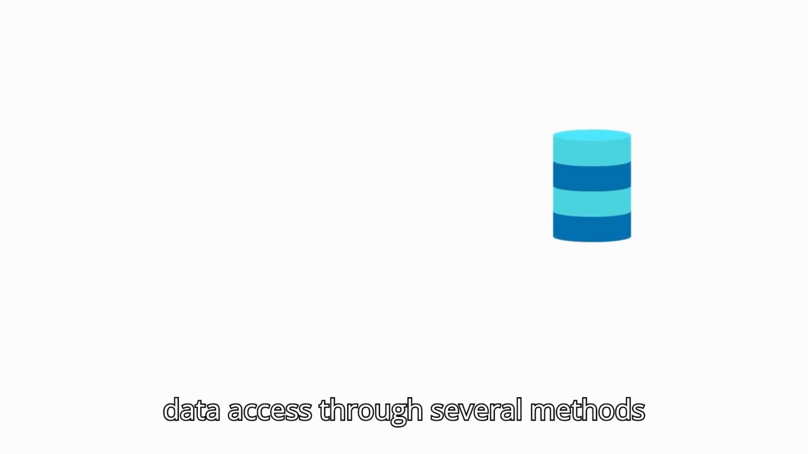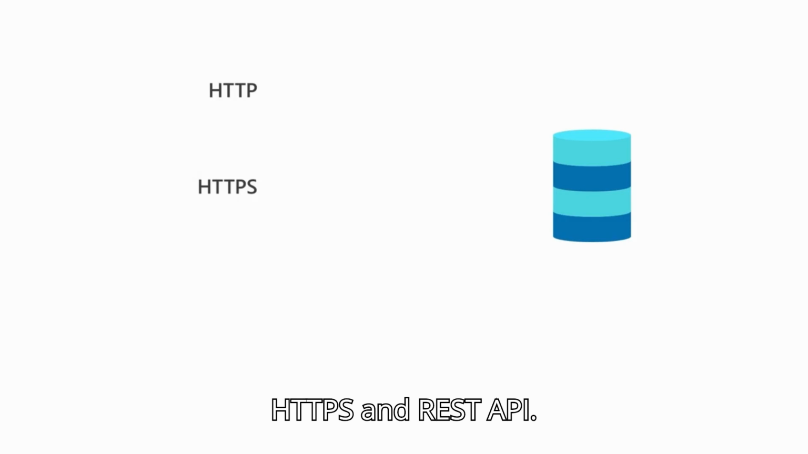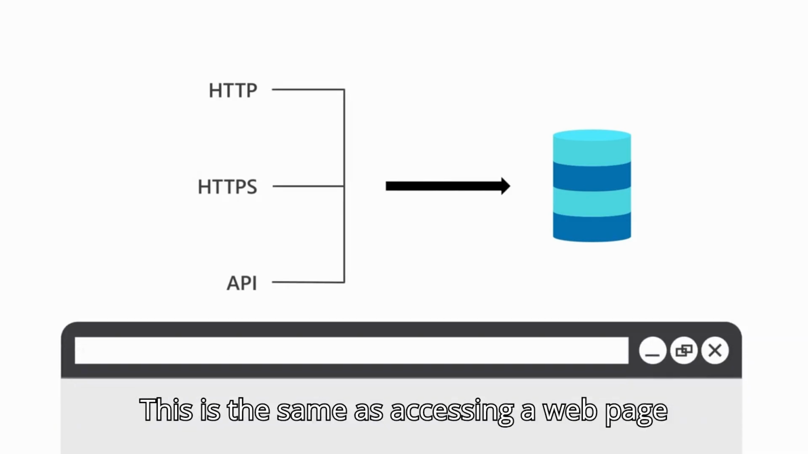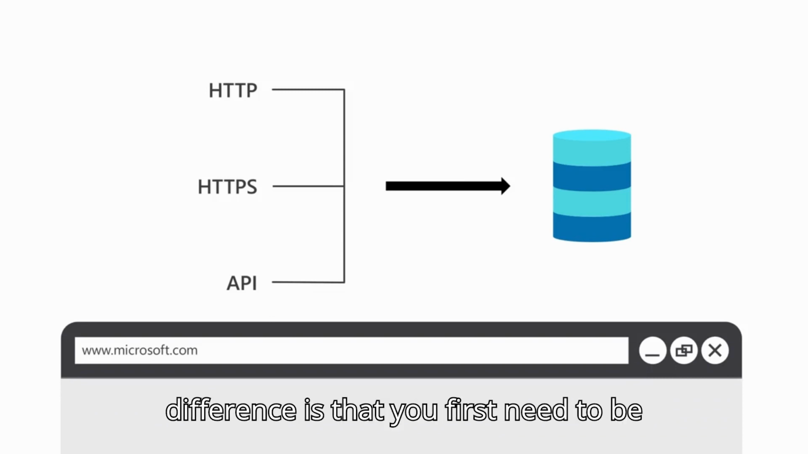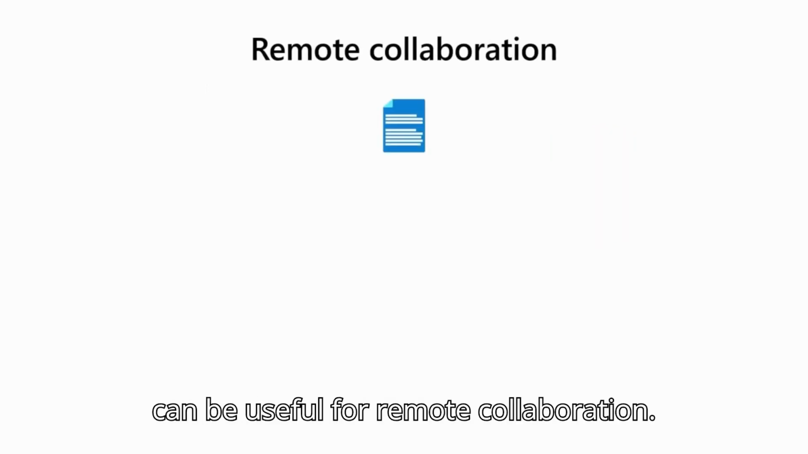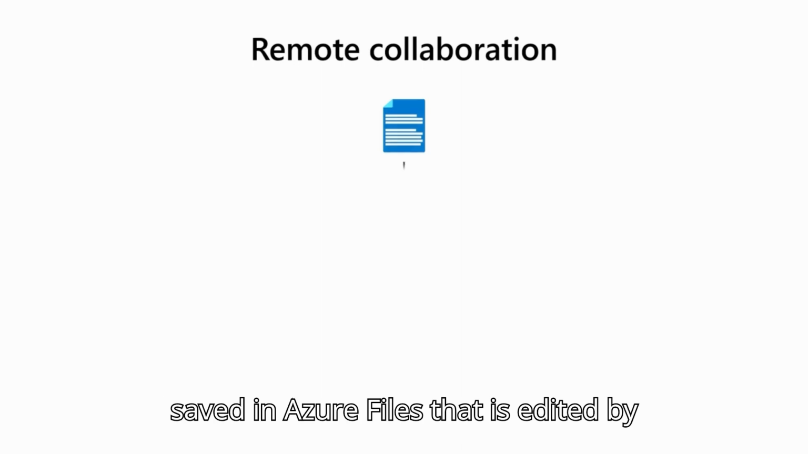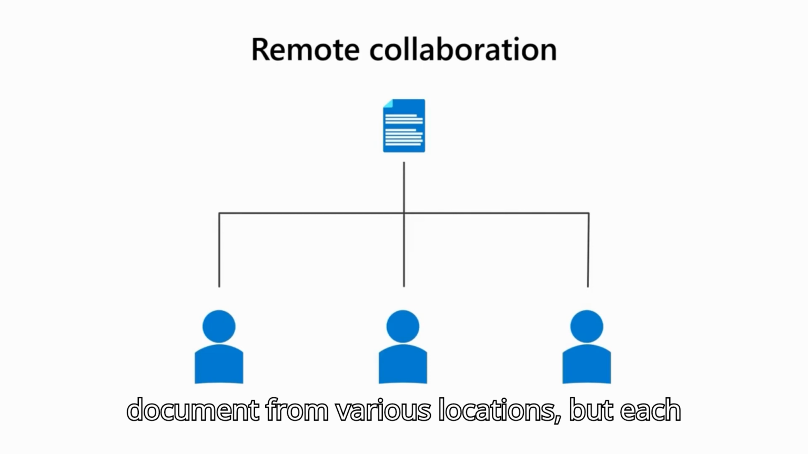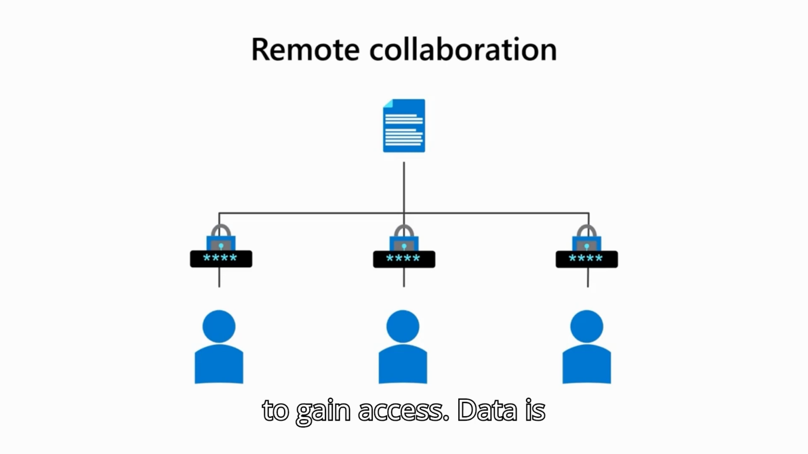Azure allows data access through several methods, including HTTP, HTTPS, and REST API. This is the same as accessing a web page by typing the URL in the search bar. The difference is that you first need to be authorized to access these sites. This can be useful for remote collaboration. For example, say there is a document saved in Azure Files that is edited by several employees. They can access the document from various locations, but each employee first needs to log in securely to gain access.